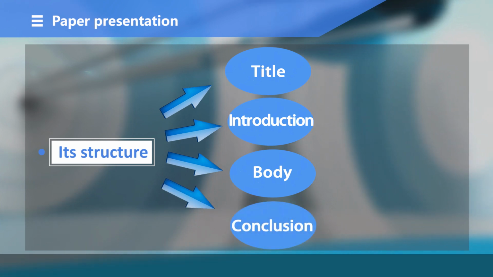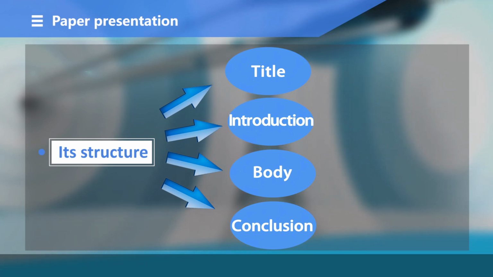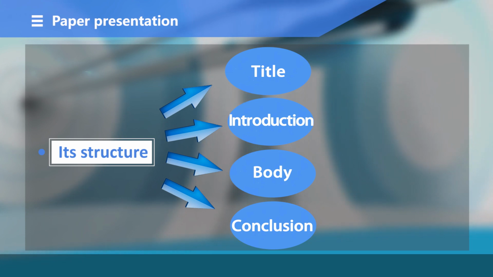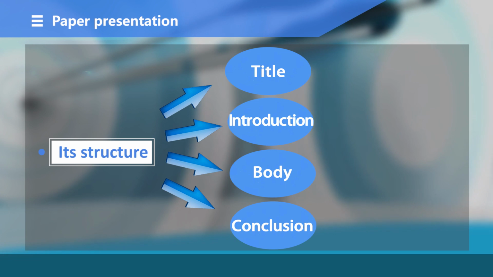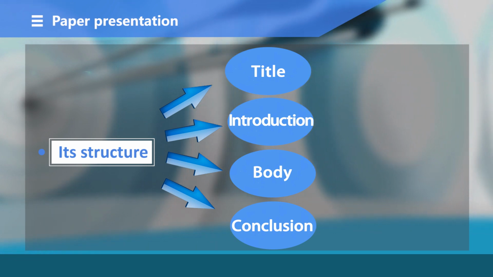Fourthly, conclude your presentation. Use 1 or 2 sentences to summarize your presentation. To summarize or restate points of the paper, you can even make a suggestion or pose a question in this part. Now let's elaborate each part of the presentation one by one.